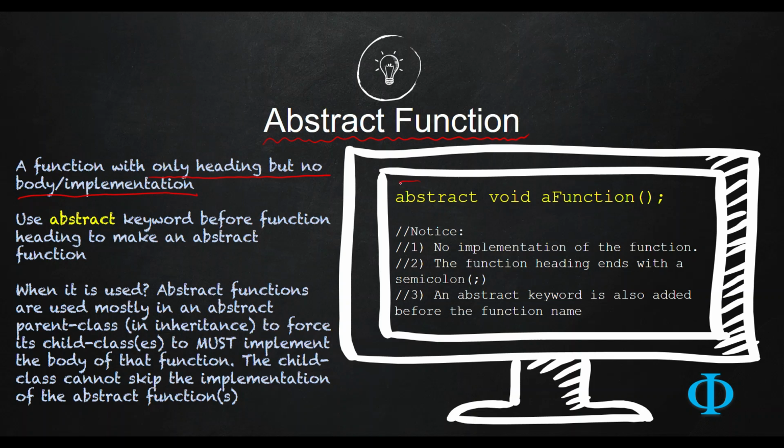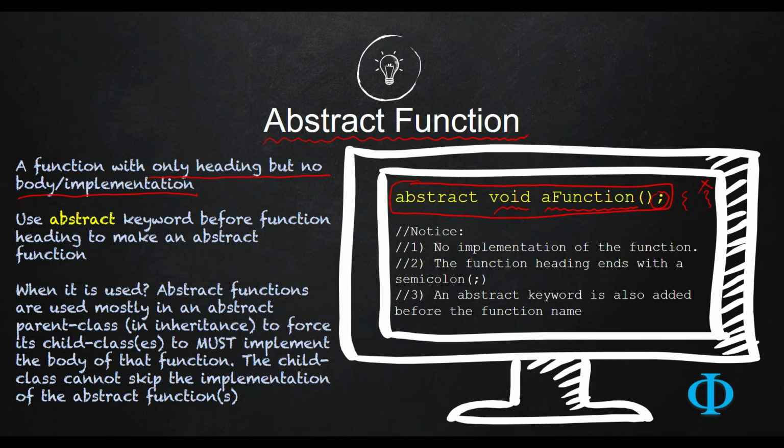For example, this function. As you can see, this is a void function, and a is the name of the function. This function just ends with a semicolon over here. It does not have any body, no opening or closing curly brace after the function. So that's an abstract function.